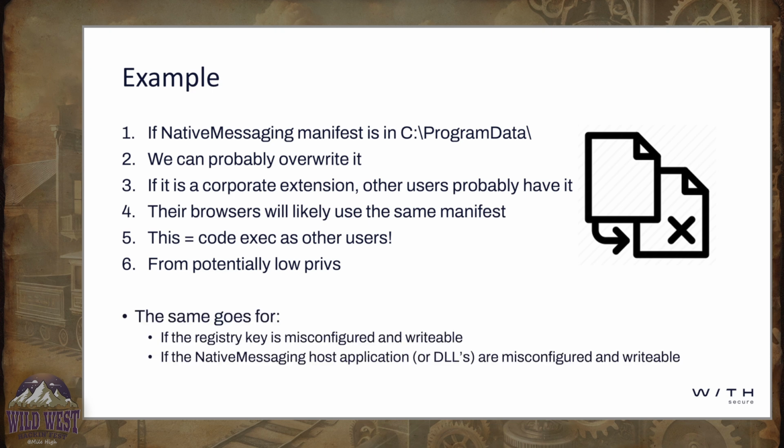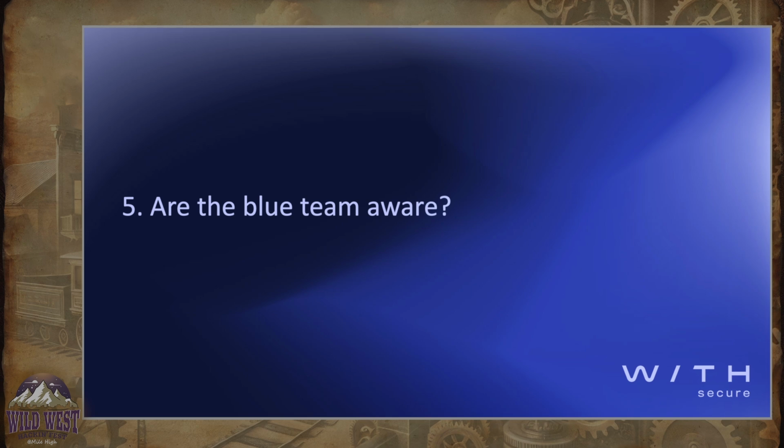The same goes for if the native messaging registry key is misconfigured and writable, or if the native messaging host application or its DLLs are misconfigured and writable. So DLL hijacking and that sort of thing would also work here. I will say that this is a scenario I have seen in real life before. Again, I think this is a symptom of it not being a documented way to implement this. So sysadmins, it's not their job to think about security, it's their job to get things working. So they might do this, and it's an easy thing we can jump on and exploit on the red side. So we've talked a lot about the offensive side of this.